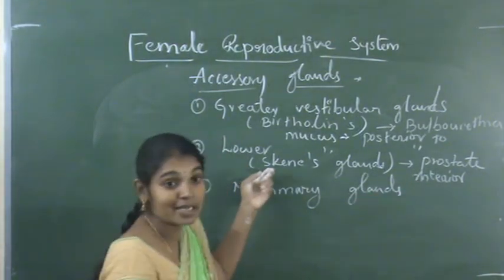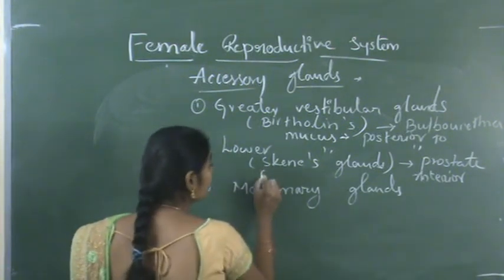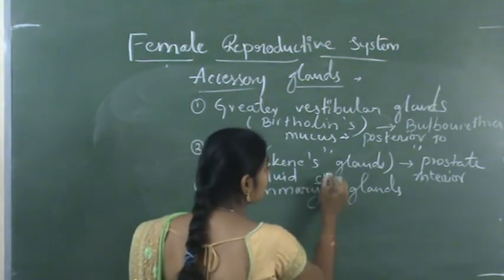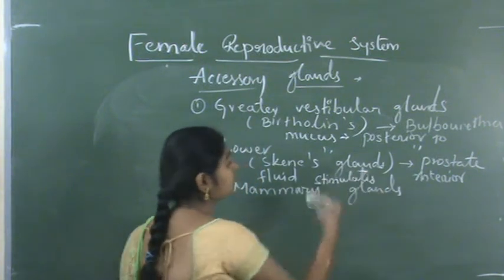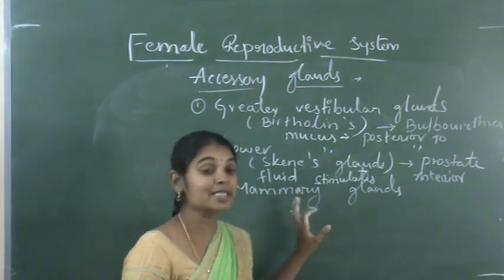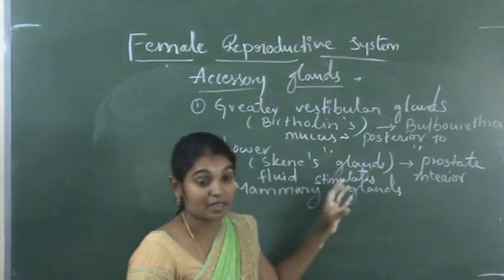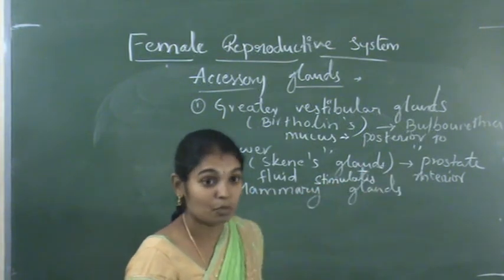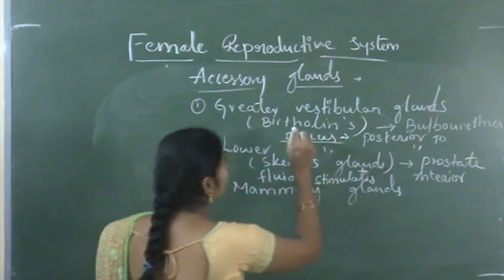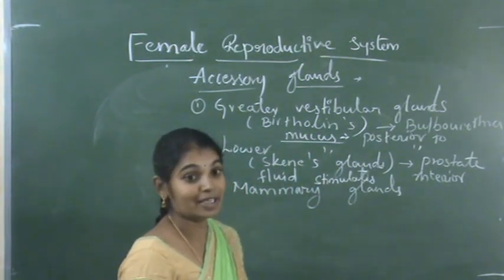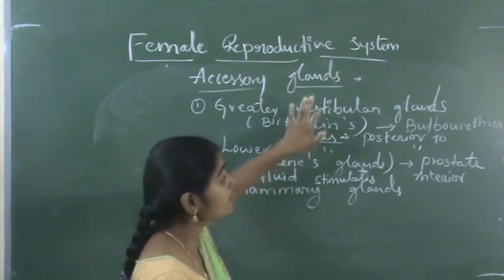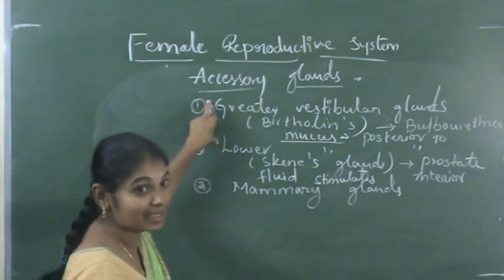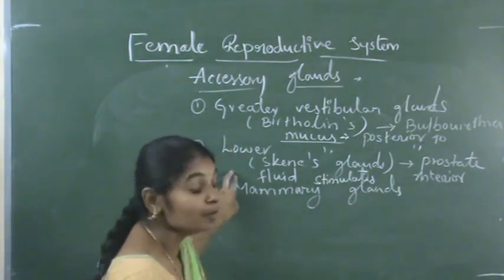Skene's glands also produce mucus or fluid, but only on stimulation, and it makes the vagina wet. The mucus from the greater vestibular glands is secreted always, and it helps in the lubrication of the vagina. So these are the accessory glands, and in the next class we will study the mammary glands.